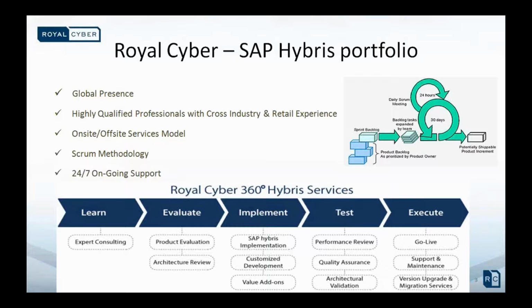If you see down below, we have a 360-degree view of Hybris services. First, expert consulting: we can evaluate a project, and then we do the architecture and implementation of SAP Hybris with customized development, and we can also customize it to add value add-ons to Hybris. We also do performance review testing, quality assurance testing, and architectural validation testing. Once we have done all that, we execute the project and go live, and we provide support and maintenance, as well as version upgrade and migration services.